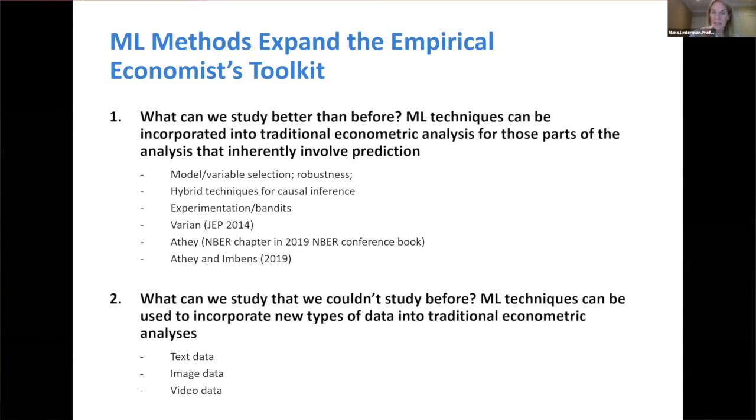The second thing to think about is, what can we study that we couldn't study before? How can we use machine learning techniques to create or incorporate new types of data into traditional econometric analysis? The tools of, you know, maybe standard regression, but somewhere we're using machine learning to deliver a variable, whether it's a left-hand side or a right-hand side variable, that we didn't have before, and that allows us to study things that we didn't study before.